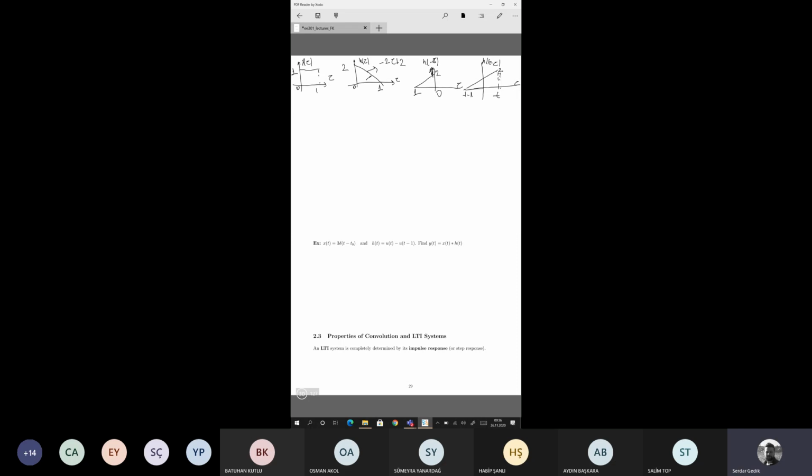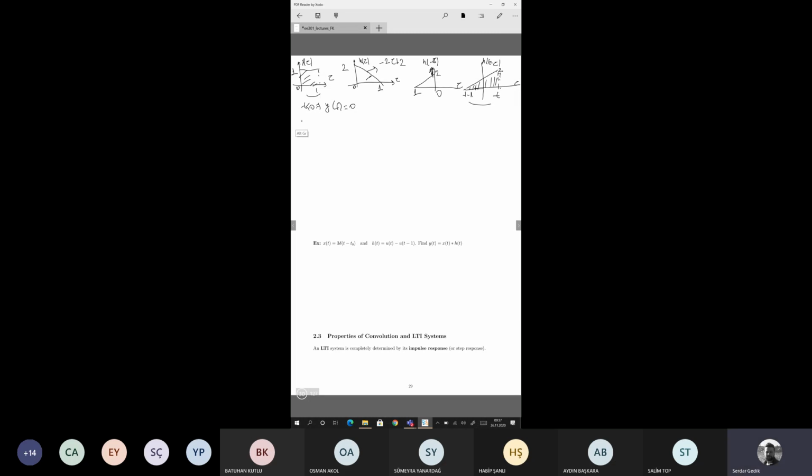So what will I do? I will gradually multiply this one and that one and integrate. First, please note that if t is smaller than 0, this one and that one actually have no intersection. So for t smaller than 0, y of t is simply 0.